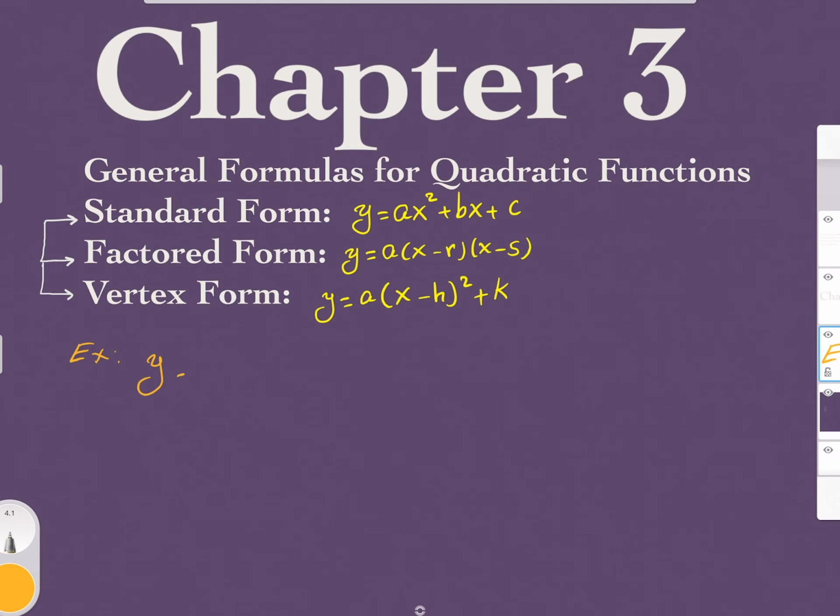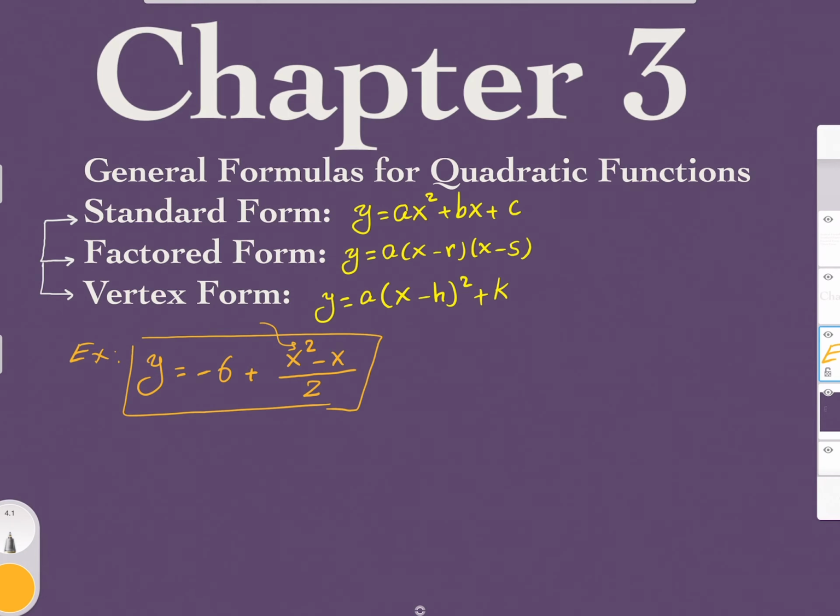y equal to -6 plus x squared minus x, divided by 2. This equation is a quadratic equation because the degree is 2. By looking at this form, we cannot say it's standard, it's not a factor form, and it's not a vertex form. They're asking us to make this one standard form. So you have to make it into this. So how do we do it?